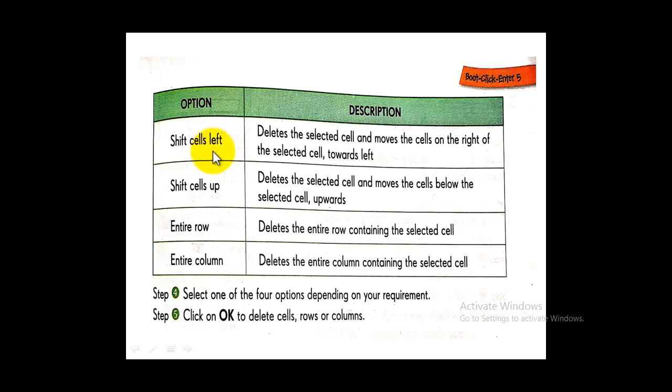Now let's see here. The option Shift cells left means what? It deletes the selected cell and moves the cells on the right of the selected cell towards the left. And Shift cells up deletes the selected cell, and moves the cells below the selected cell upward.